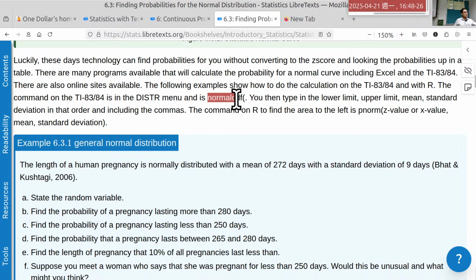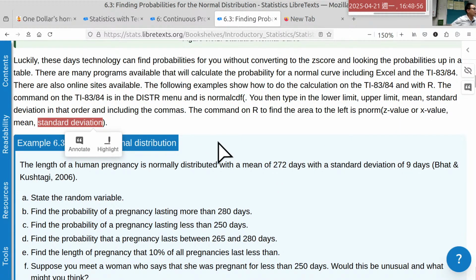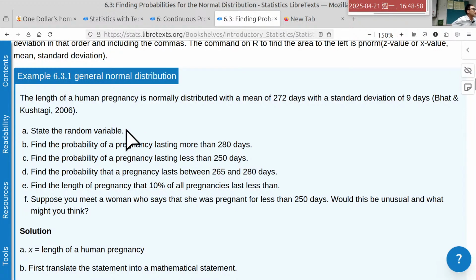That's normal CDF, and you can type in a lower limit, upper limit, and standard deviation. Let's check the example here.